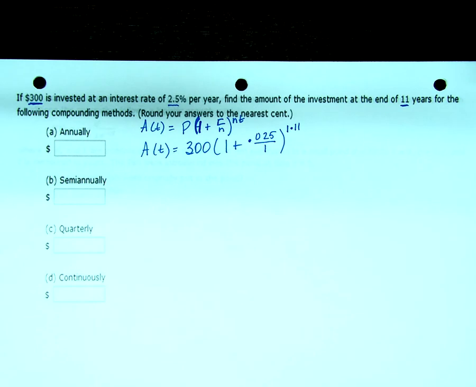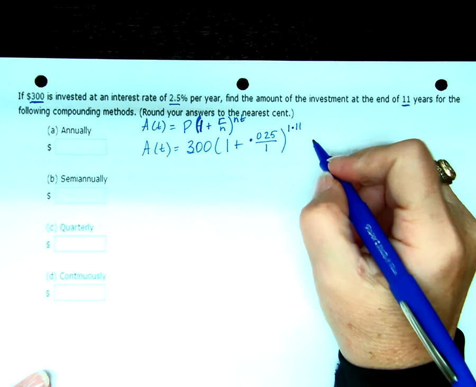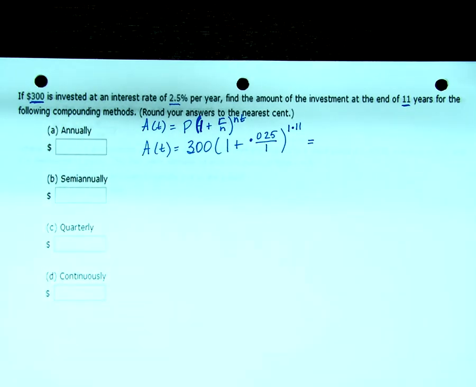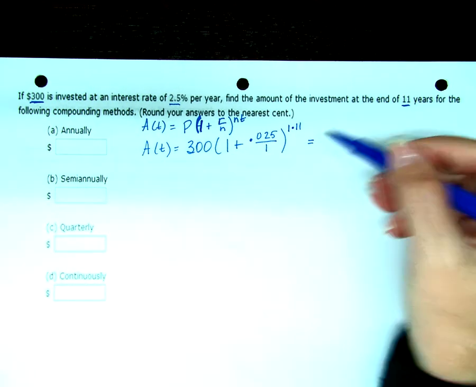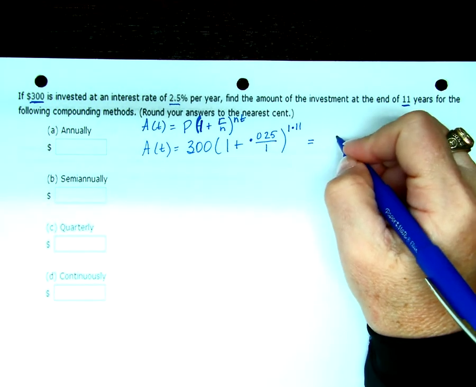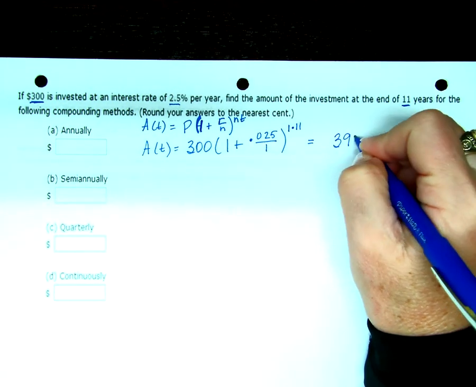So I'm going to put that straight into my calculator, push all these numbers in, and what I'm going to end up with is $393.63.